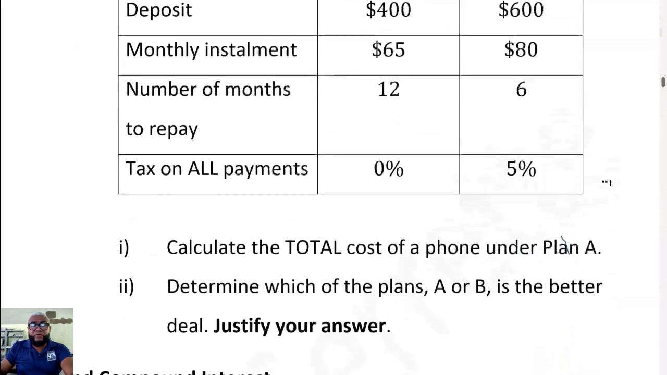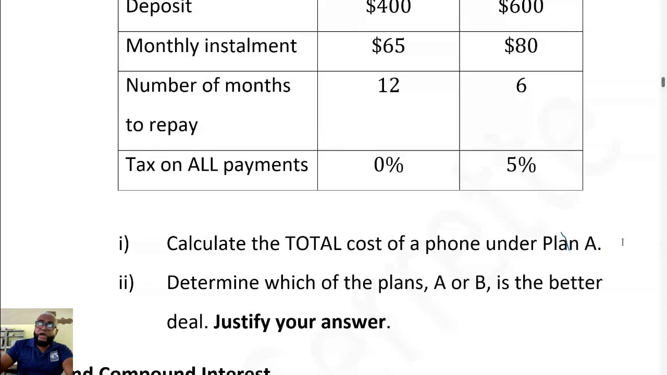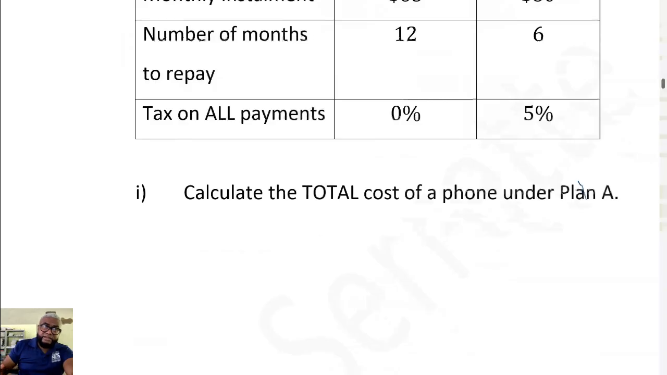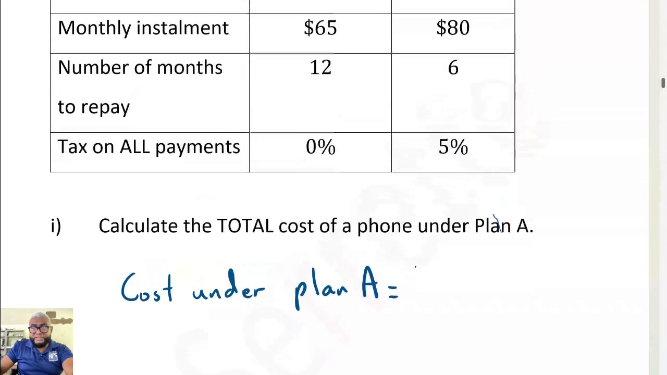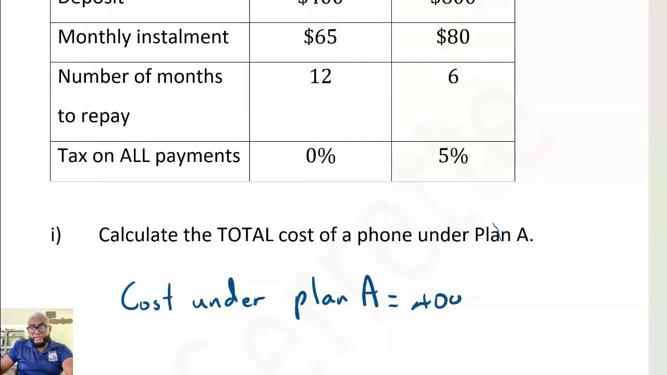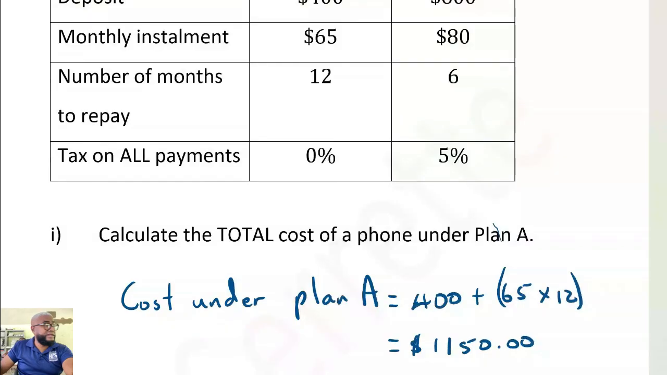0%, right? So if they want us to calculate the cost of the phone under Plan A, this is what I do. So this will be cost under Plan A would be equal to 400 plus 65 by 12, which gives me what, my brothers? 1,180. Everybody comfortable with this?